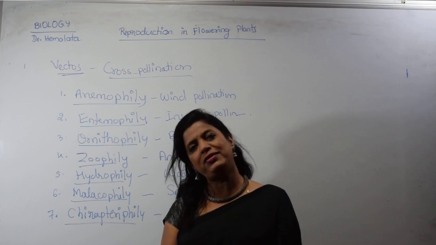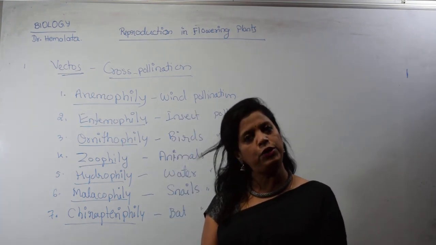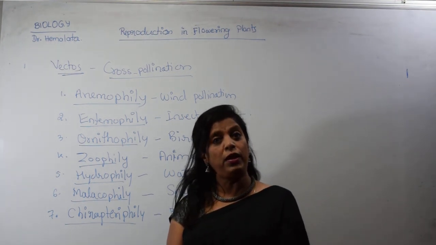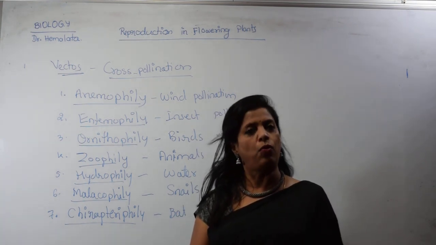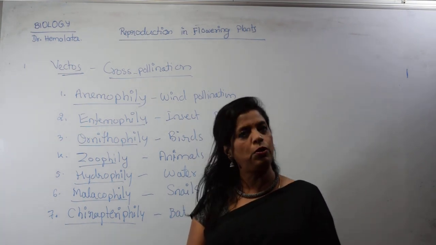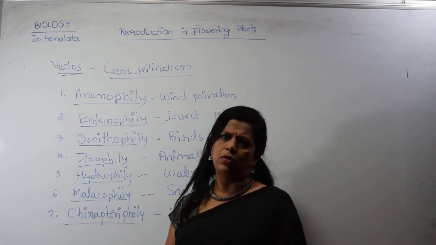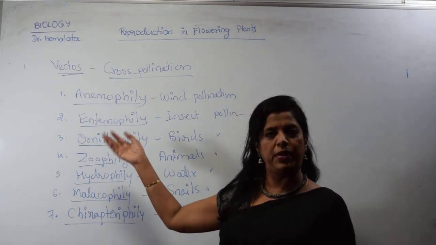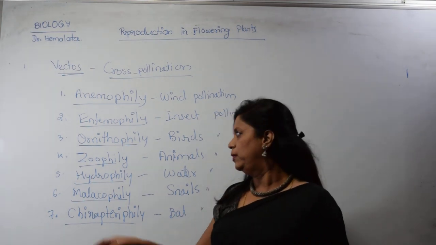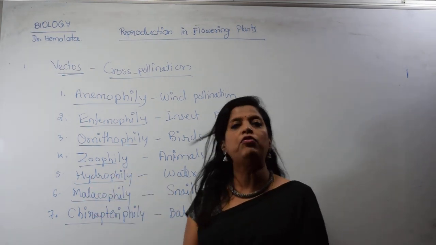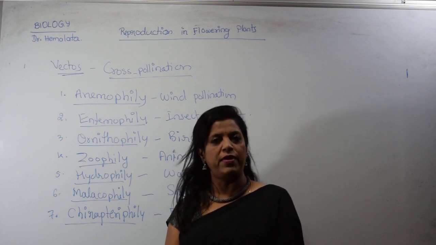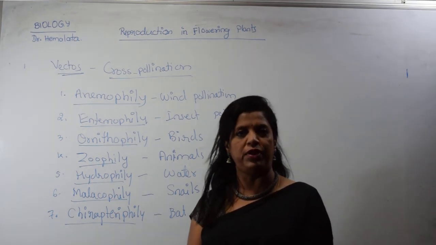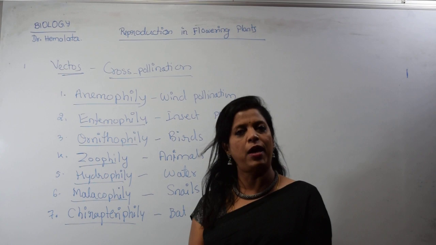Anemophily, pollination through winds. Then entomophily, pollination through insects. Ornithophily, pollination through birds. Hydrophily, pollination through water currents or water. Zoophily, pollination through various other animals. Insects are also animals, but that is more common, so we are separating entomophily from the rest, that is, zoophily. Next is malacophily. It is normally found in a marshy area where the snails bring about pollination. Then the last one is chiropterophily. This is nothing but pollination with the help of bats.